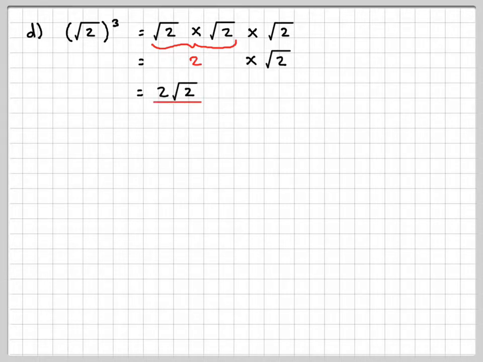So this has been a video to show you how to simplify the addition and subtraction and the squaring and cubing of surds. I hope you've understood, and I thank you very much for watching.